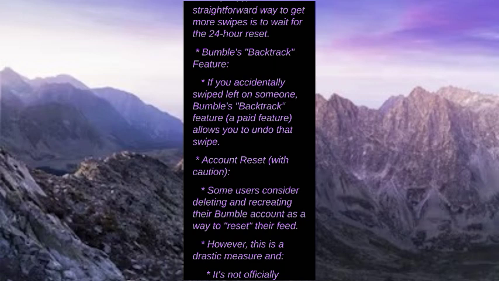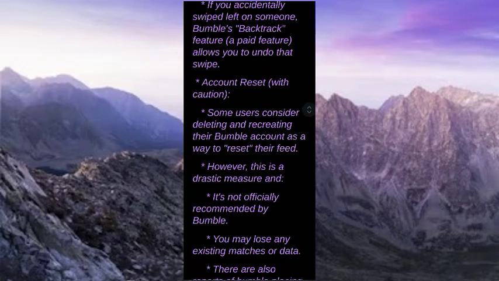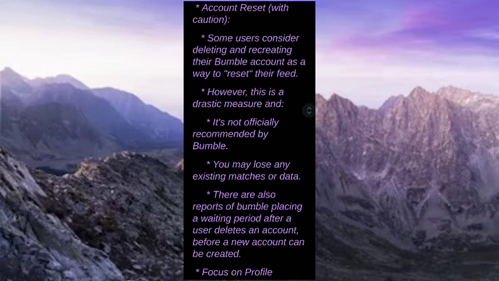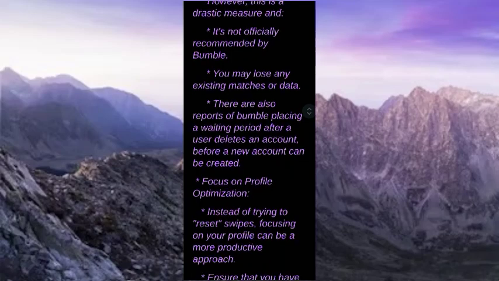Some users consider deleting and recreating their Bumble account as a way to reset their feed. However, this is a very drastic measure and is not officially recommended by Bumble, because you may lose any existing matches or data. There are also reports of Bumble placing a waiting period after a user deletes an account before a new account can be created.